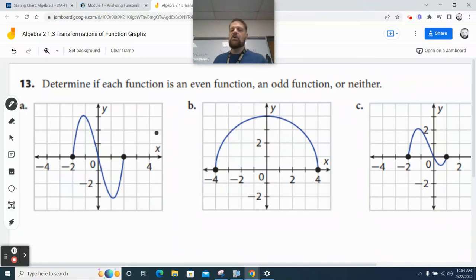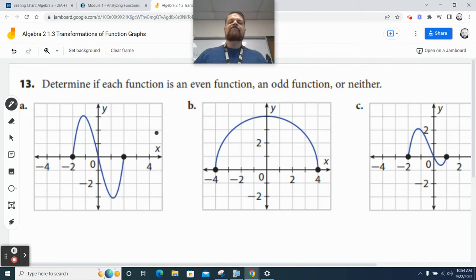One, determine if each function is even, odd, or neither. I thought this was interesting that it got thrown into our assignment. It wasn't even in one of the examples. It was like a side note. This is technically an Algebra 1 concept.